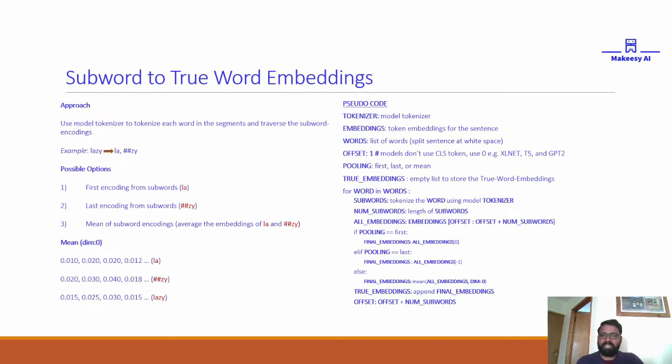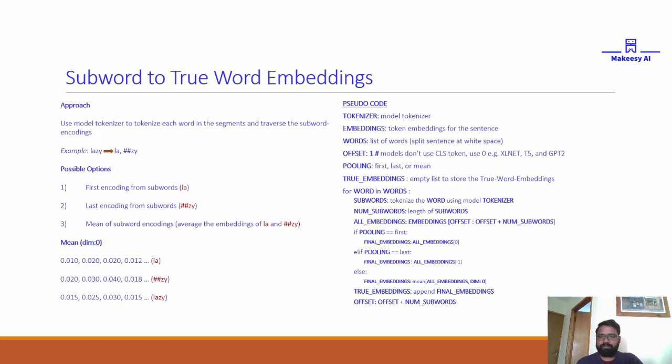As we have seen, there are two possible approaches. One is updating token embeddings, and the other one is updating labels. And as we decided that we will use the first approach, we will convert token embeddings to true word embeddings. So we will learn that particular approach in this video. Okay, so let us see.